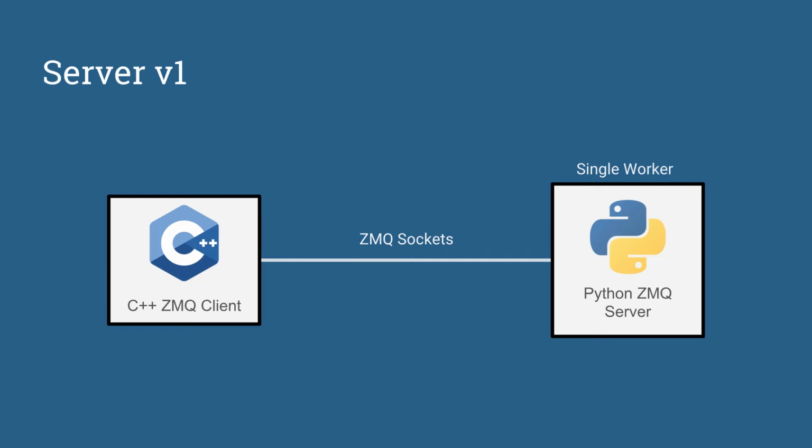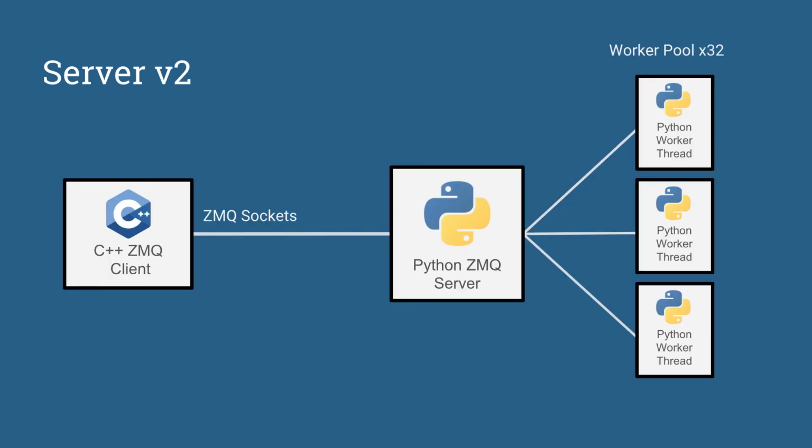But as we developed, we realized that we needed a lot of different threads on the Python side of things to handle the volume of queries. So our second version of the server looks something more like this, where the C++ client would send it to the Python server, which would then have a pool of worker threads, which would then handle things as needed.